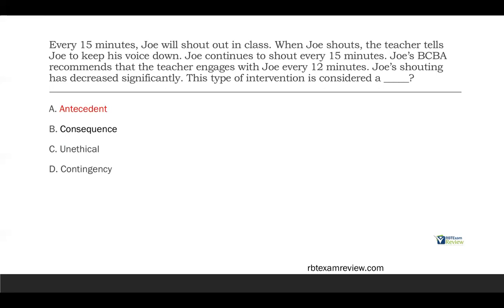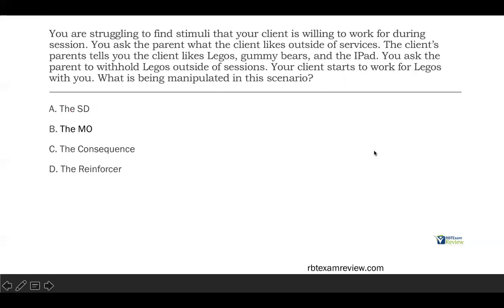So when you're looking at what type of intervention, ask yourself, is it happening before or after the behavior? In this case, before the behavior. Therefore, it's an antecedent intervention, right? So this is considered non-contingent reinforcement, where Joe is getting attention non-contingently to try to manipulate the motivation to shout out, okay?